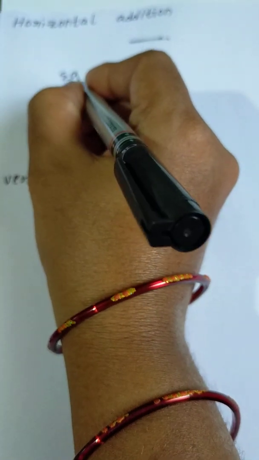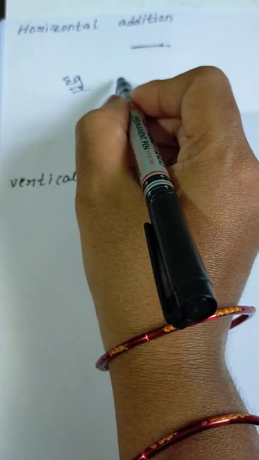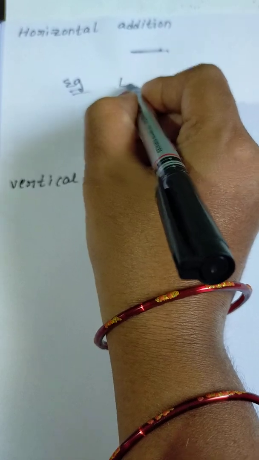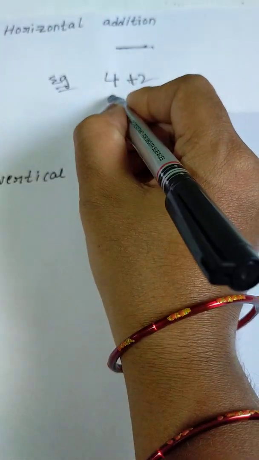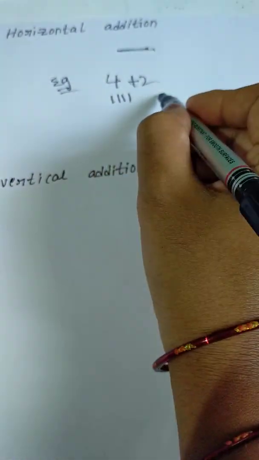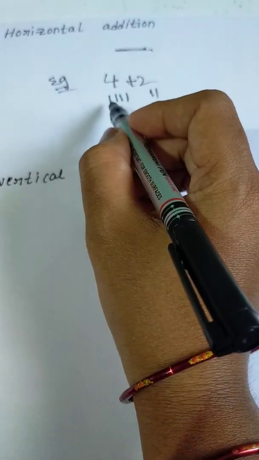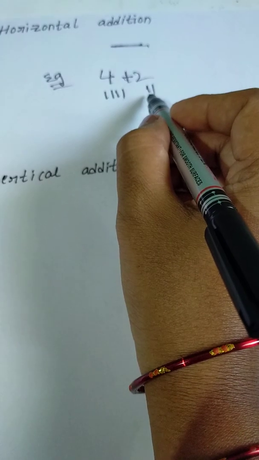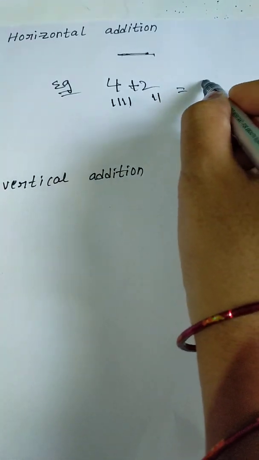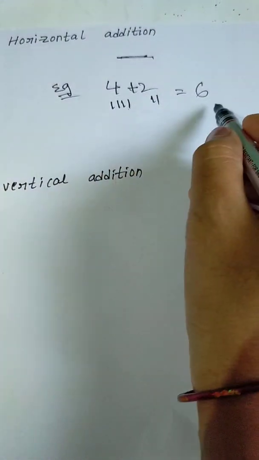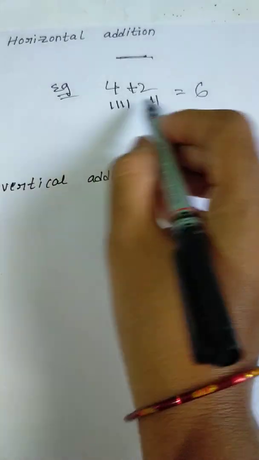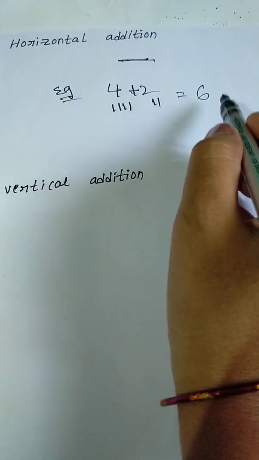I'll give you an example. Take the numbers 4 plus 2. So draw the 4 lines. 1, 2, 3, 4. Here draw the 2 lines. So count the total lines. 1, 2, 3, 4, 5 and 6. So total 6. It is called horizontal addition.